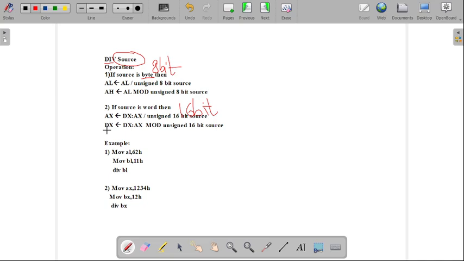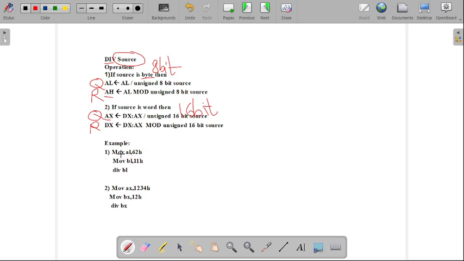First of all, we will check how the instruction is executed if the source is 8-bit. If the source is 8-bit, that is byte, then we store our quotient in the AL register, and we store our remainder in the AH register. In case of word operation, if the source is word, that is 16-bit, then we store our quotient in the AX register and our remainder in the DX register.